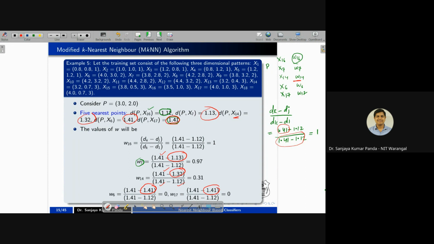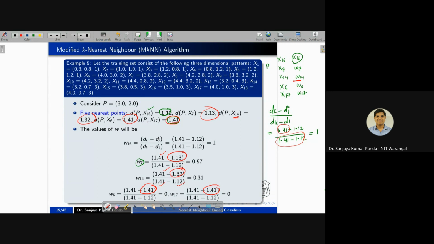Is it clear how we are calculating the weight values? Yes. Note that dk is the maximum distance among these 5 points and d1 is the minimum distance over these 5 points. And one more thing, we are taking the current distance. Based upon that, you can calculate the weight value. But the weight value we are not multiplying.